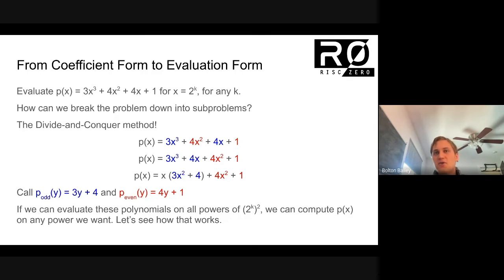And so the central idea is that if we can evaluate these polynomials for all of the powers of 2 to the k squared, because for the original polynomial we wanted to evaluate it on x equals 2 to the k. For these polynomials, we want to evaluate on y. And if y is x squared, then we want to evaluate these polynomials on powers of 2 to the k squared. And what we'll show is that if we can do that, then we can compute p of x on any power we want. We can solve our original problem. So let's see how that works.